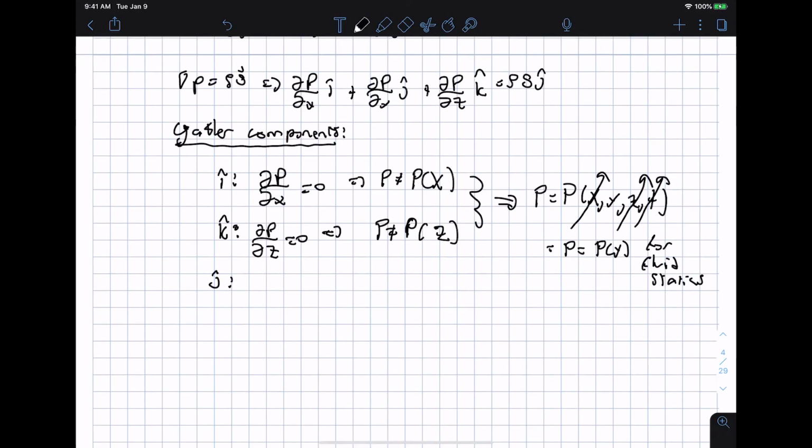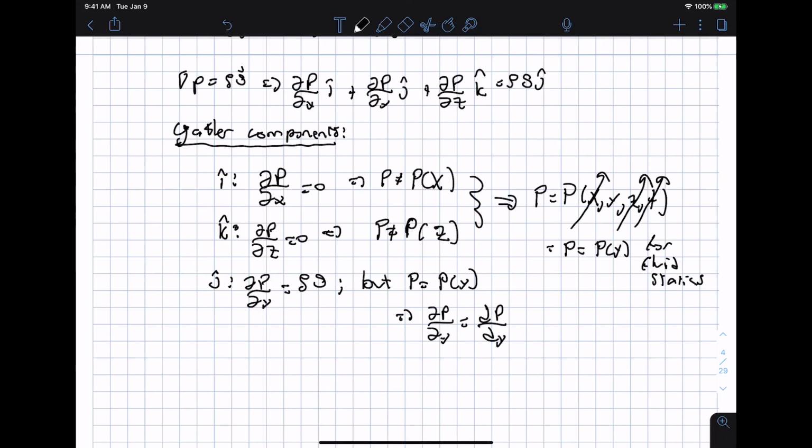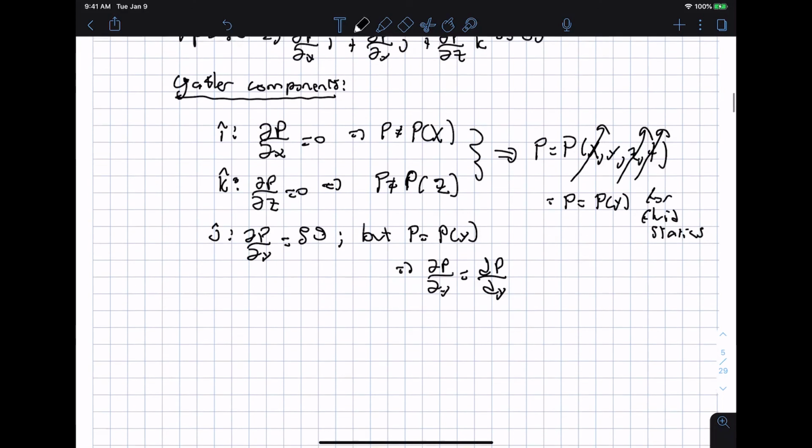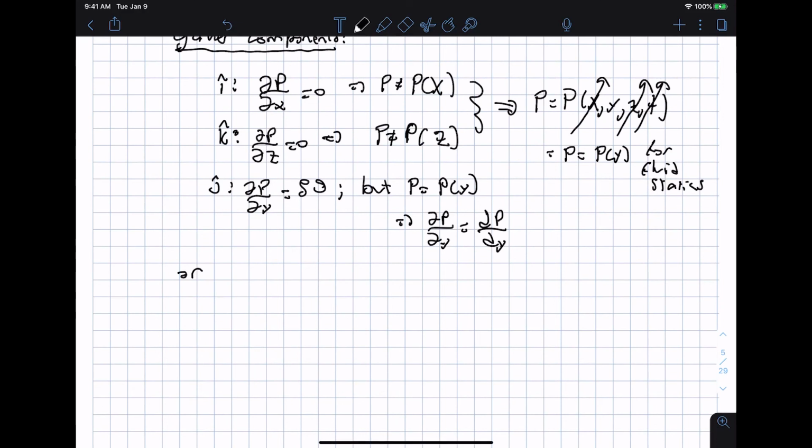Now let's work with the last direction. We have partial P partial y equals rho g. But P is only a function of y, we just argued that, which implies that partial P partial y equals dP dy, so dP dy equals rho g. This is really a differential equation that we have to solve, and we can integrate it. This implies that pressure at depth D minus P naught equals the integral from 0 to D of rho g dy.